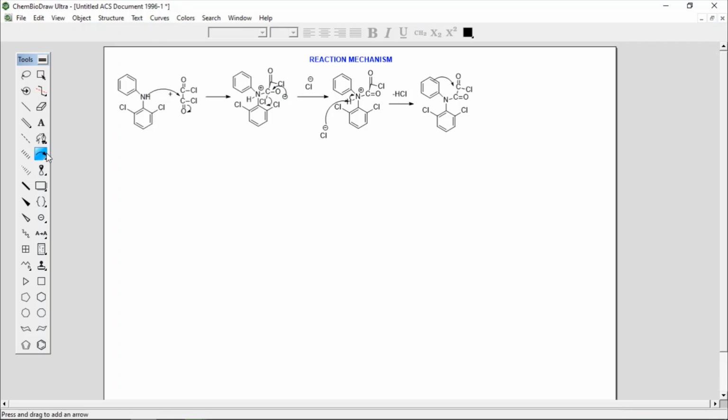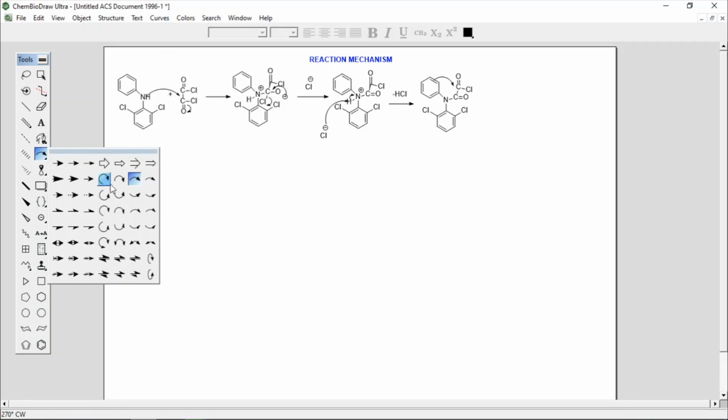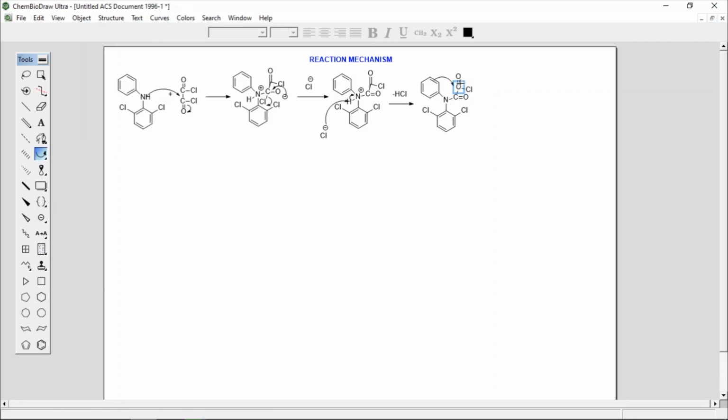Intramolecular Friedel-Crafts acylation reaction takes place. This bond will break and the bond pair shifts onto oxygen. So now this carbon loses its electron, so there will be a positive charge on this carbon. So the next structure will look like this.